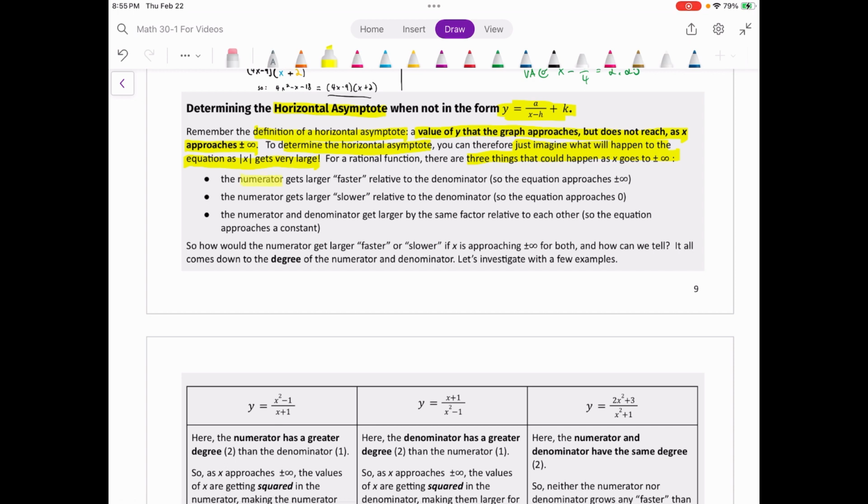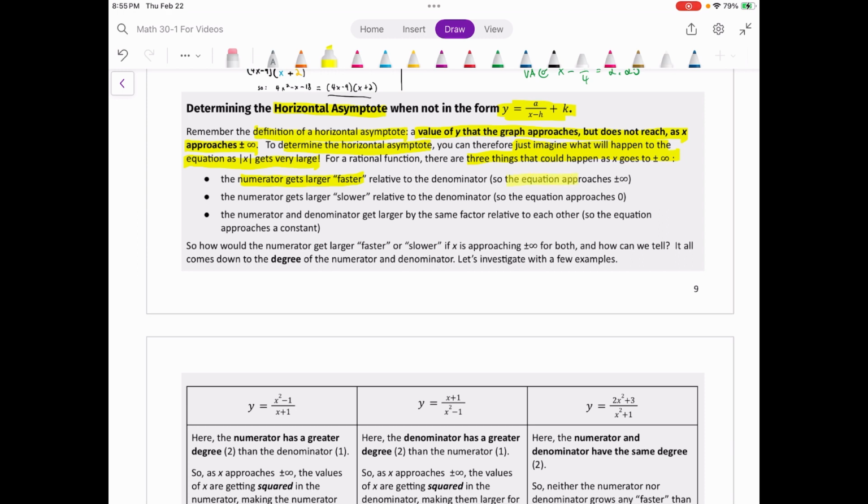The numerator might get larger, quote unquote, faster. Like the numerator gets bigger at a factor greater than the denominator. So think about it. If our numerator gets bigger compared to our denominator, both are getting bigger because x is going to infinity, but the numerator is getting bigger faster by a greater factor. When we change x by a given amount, the numerator has grown more than the denominator and it continues to do that.